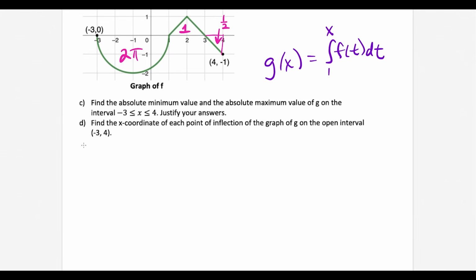So moving on to part C here, I gave us some space, but for part C, we're going to use the extreme value theorem to find the absolute minimum and the absolute maximum. That's how we're going to justify our answer. So part of the justification here, remember what we said before. We said g prime of x is equal to f of x.